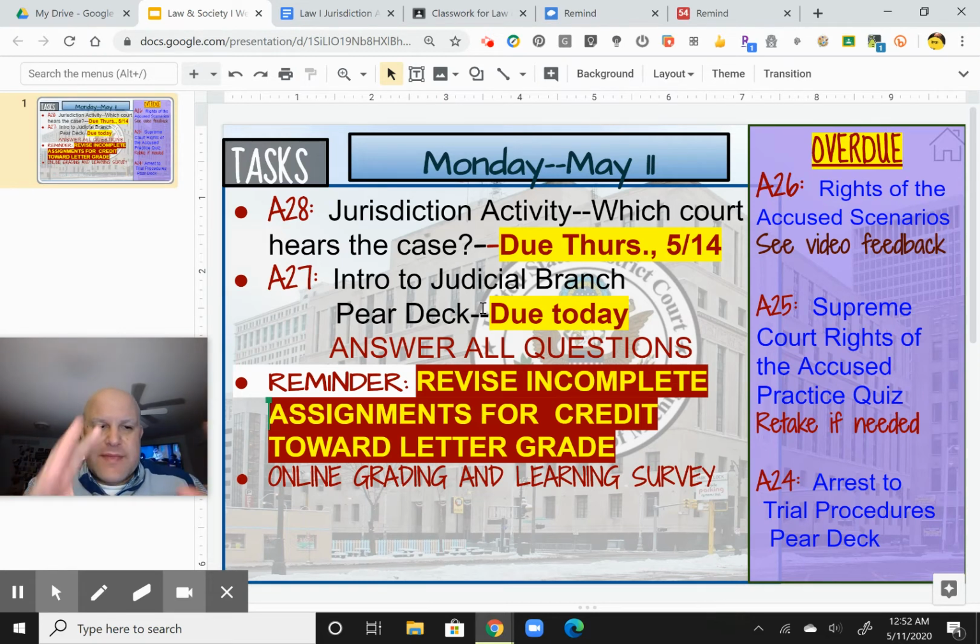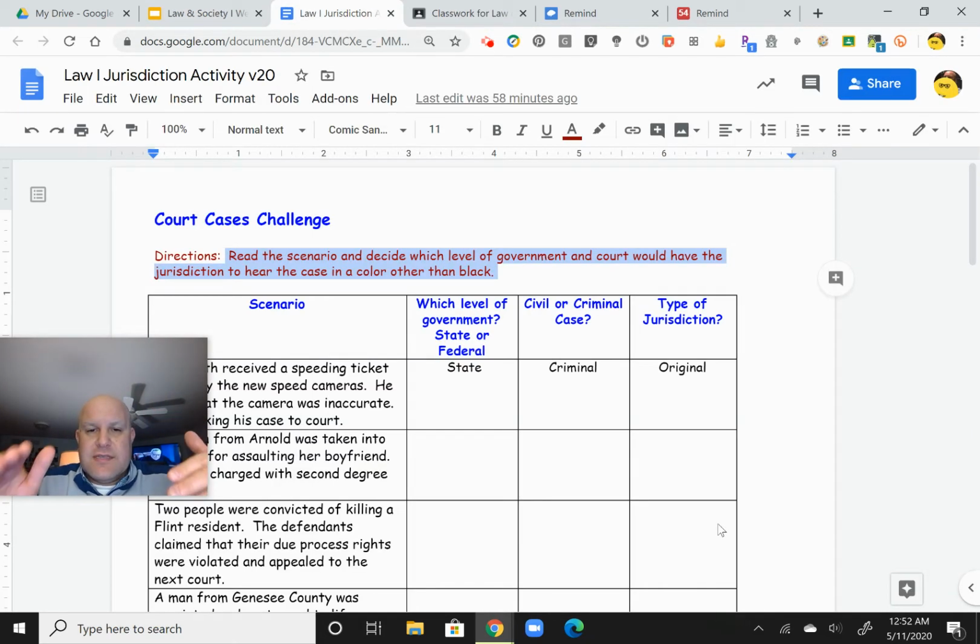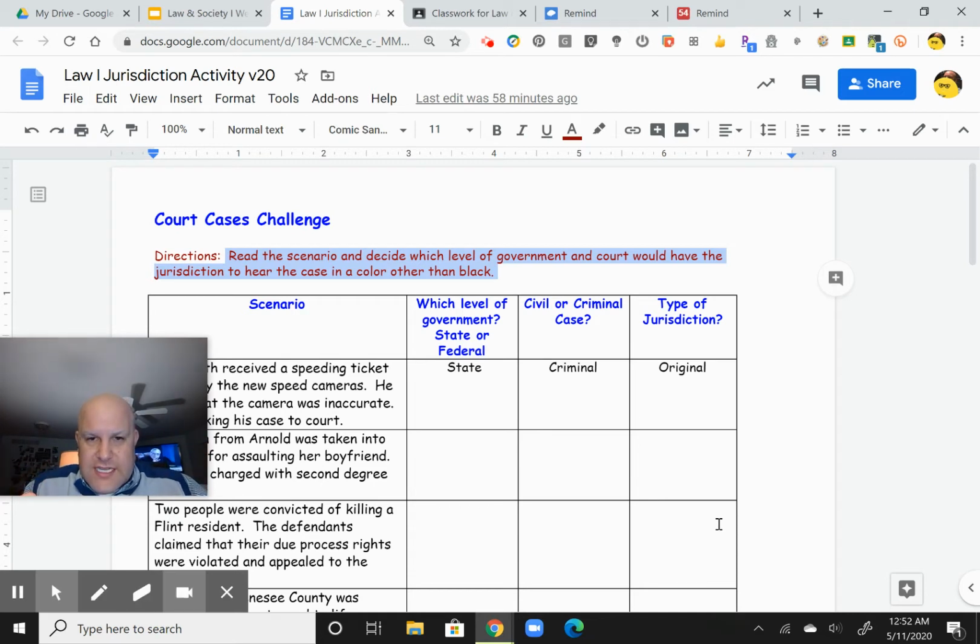Remember, jurisdiction can mean a couple of different things. You have court jurisdiction. Is it state or federal court jurisdiction? Is it a civil or criminal case, and what type of jurisdiction? Original, meaning it's the trial court, the court of first resort, or appellate, where it's a second and third try on a case based on something being legally not applied correctly, or a lawyer thinking it isn't. So you can look at jurisdiction in several different ways.